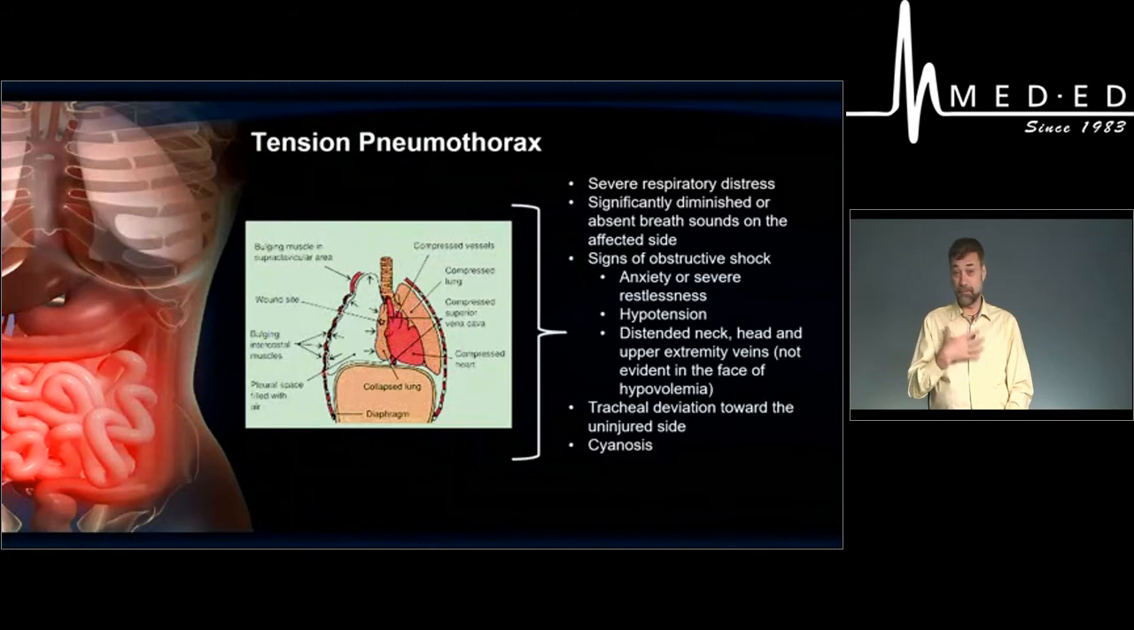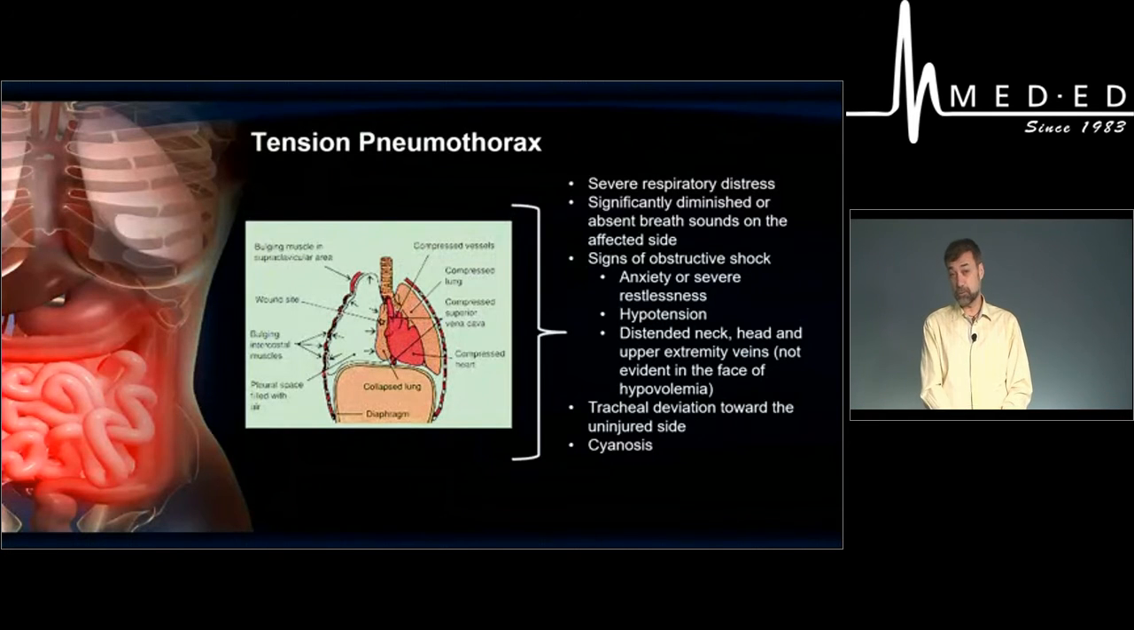And then the side of the defect is going to get this massive amount of air building up that's going to push the collapsed lung and everything to the other side, leading to obstructive shock. So signs of a tension pneumothorax can include severe respiratory distress, diminished or even absent breath sounds on the affected side, signs of obstructive shock, which by the way I talk about in the special considerations module of this series, so you can learn more about it there.